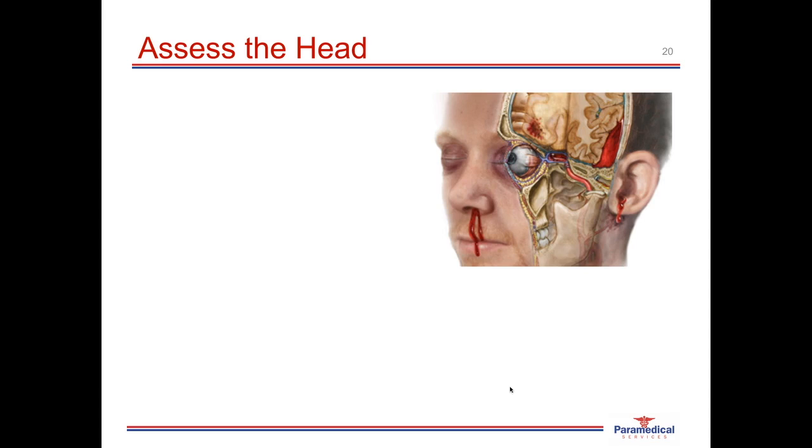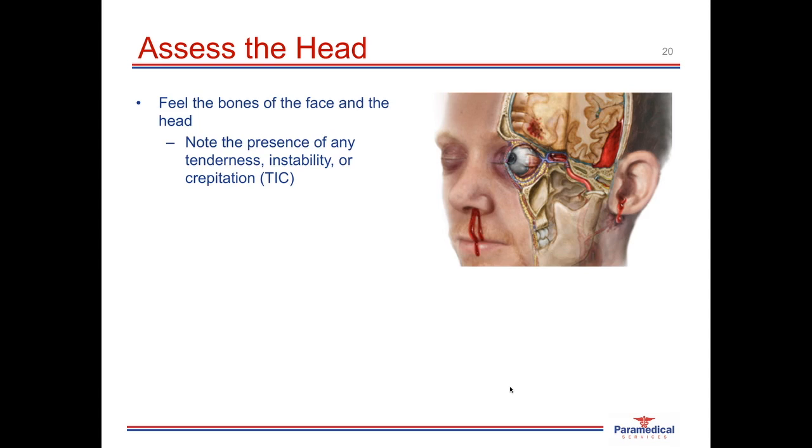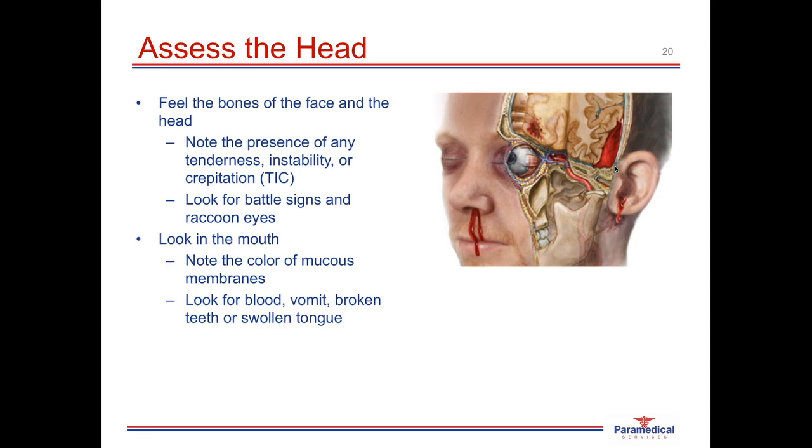Starting with the patient's head, when we're assessing the head, we need to feel all the bones of the face and around the head nice and firmly, making sure that we are checking for any fractures, looking for tenderness, instability, or crepitations, otherwise known as the mnemonic TIC. Look for battle signs or raccoon eyes. Battle signs is the bruising behind the ears, and raccoon eyes is the bruising around the eyes, which can indicate things such as a base of skull fracture, but those can sometimes only develop hours after the injury.